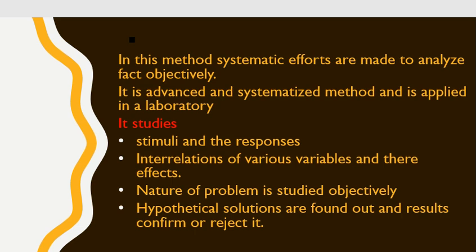Previously, we were done with the observation method, in which we talked about the natural setting and observation in the natural setting. In the experimental method, we create controlled conditions, and then under those conditions we observe the behavior of our subjects. Okay, we present them a stimulus in a controlled setting, and then we check the responses. This is a systematic method of inquiry, the systematic method of research.